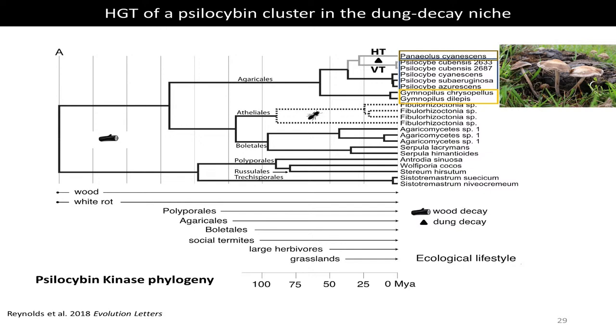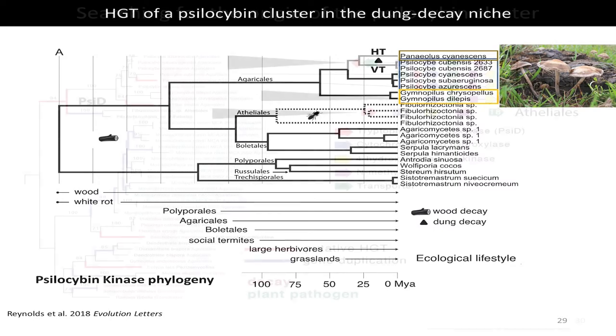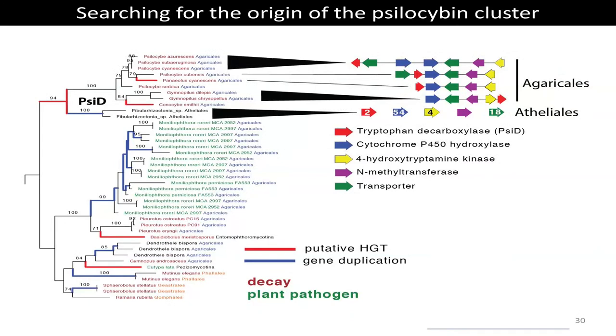So why dung? What's the selective advantage of having psilocybin in dung? Well, we speculated that it had something to do with the number of insect competitors or mycophagous insects that also live in the dung, and maybe it was somehow preventing the fungi from being consumed too much, reducing their fitness when they were trying to make mushrooms in that dung.